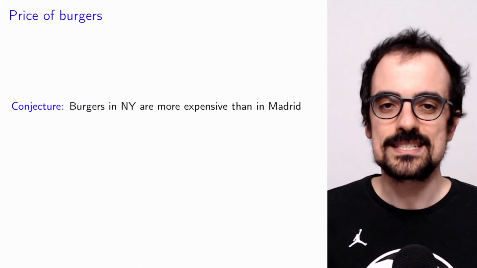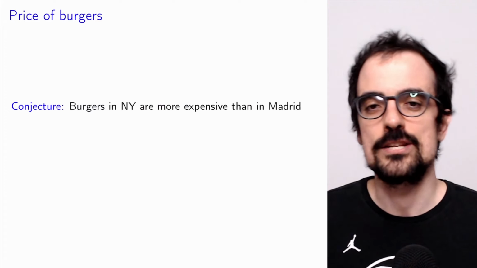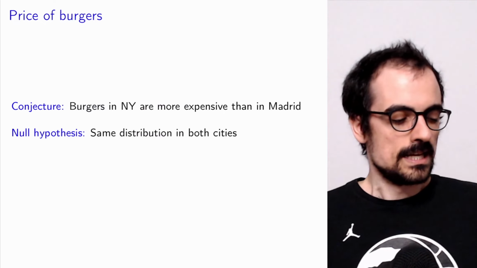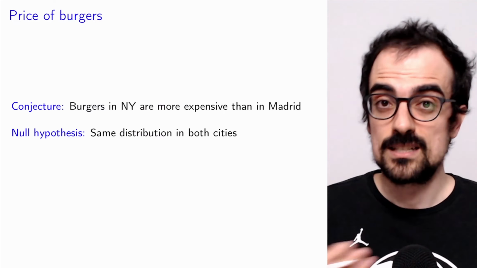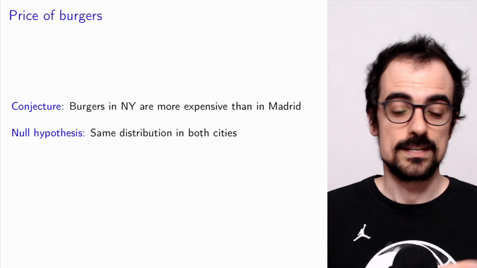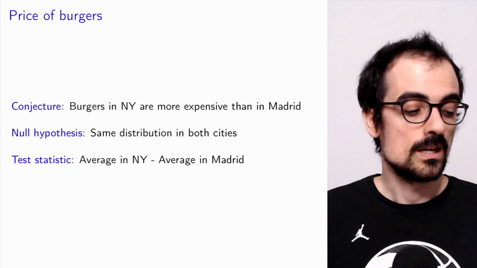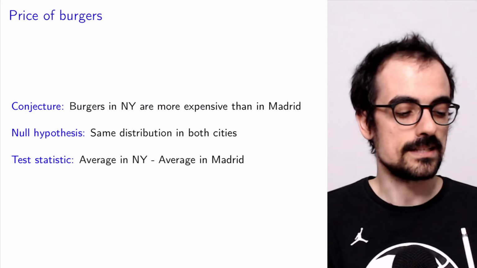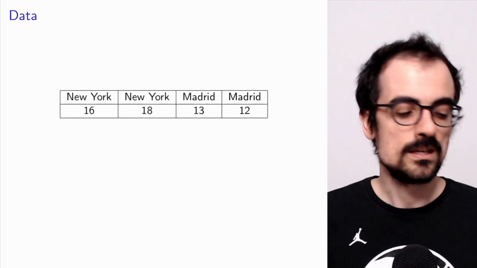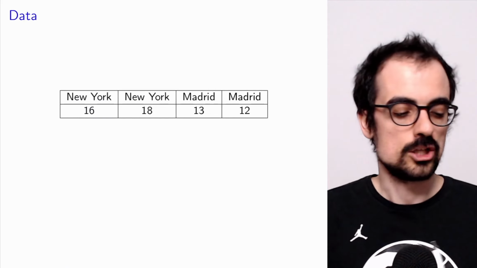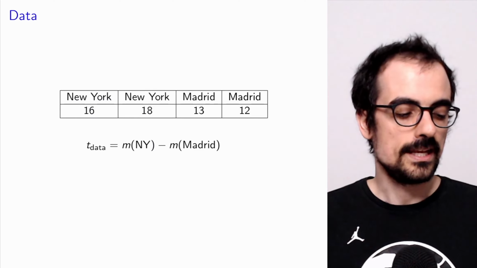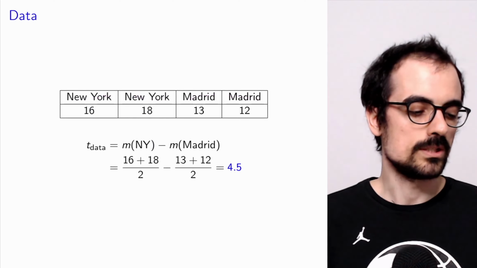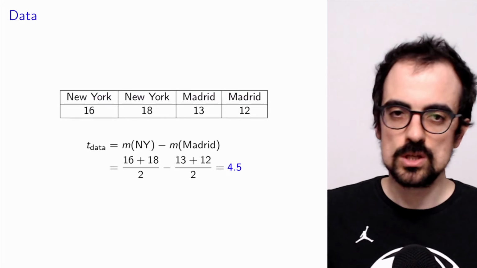And we're going to use an example where our conjecture is that burgers in New York are more expensive than burgers in Madrid. The null hypothesis is that actually they're equally expensive in both cities. Our test statistic is going to be the average price of burgers in New York minus the average price of burgers in Madrid, and this is the data that we have. So our test statistic is equal to the average of these guys minus the average of these guys. It's equal to 4.5. All right.